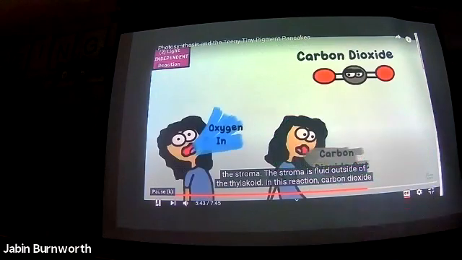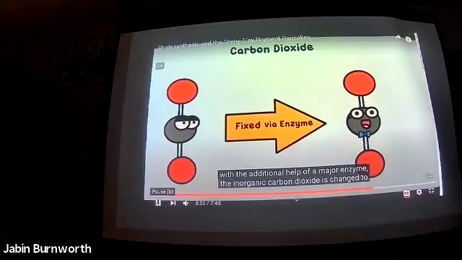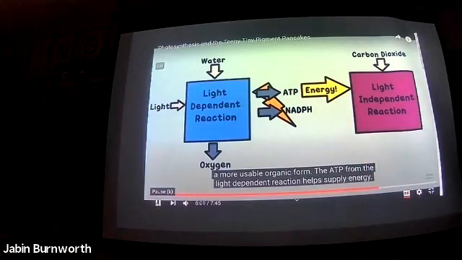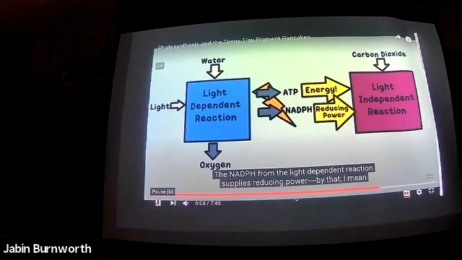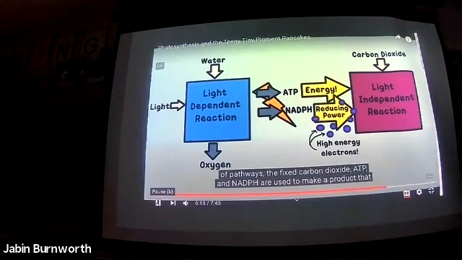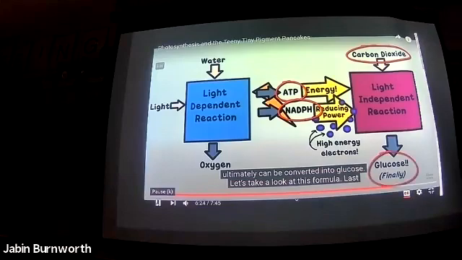In this reaction, carbon dioxide must be fixed. What do I mean by fixed? Nothing was wrong with it. By fixed, I mean that with the additional help of a major enzyme, the inorganic carbon dioxide is changed to a more usable organic form. The ATP from the light-dependent reaction helps supply energy, and the NADPH from the light-dependent reaction supplies reducing power. By that, I mean that it helps add high-energy electrons to this process. So in a very complex series of pathways, the fixed carbon dioxide, the ATP, and the NADPH are used to make a product that can ultimately be converted into glucose.